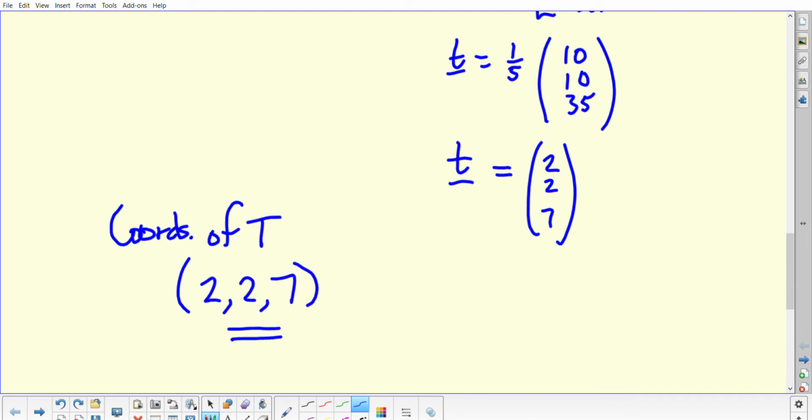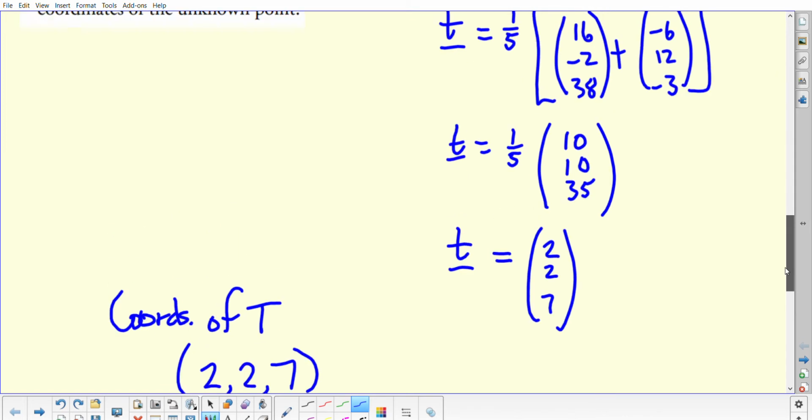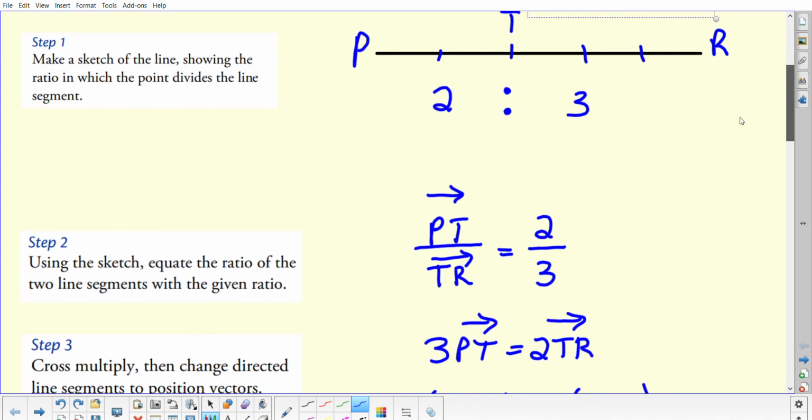Now it's important you write them as coordinates because that's what it's asked. If it asks you for position vectors, that's what you write, but if it's saying coordinates, that's what you need to be writing. Now that is one method for how you can find a point using directed line segments in this way, or equating the two using the ratios.